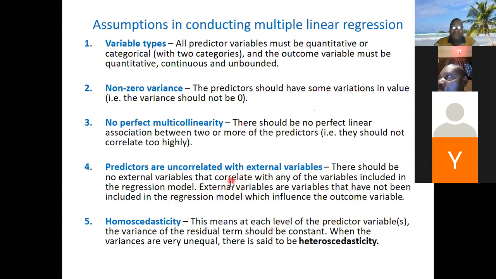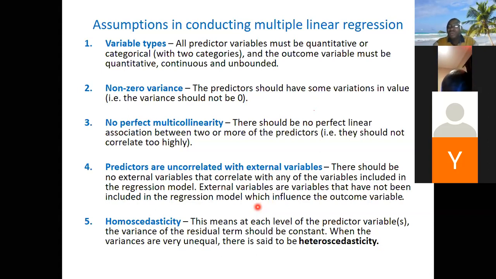There should be no external variable that correlates with any of the variables included in the regression model. External variables are variables that have not been included in the regression model, which influence the outcome variable. Most of the time, either you didn't include it in your data set, or you didn't even collect anything about it. That one is difficult. How do you know? If you have not done extensive literature review, you will not know to exhaust what those factors are.